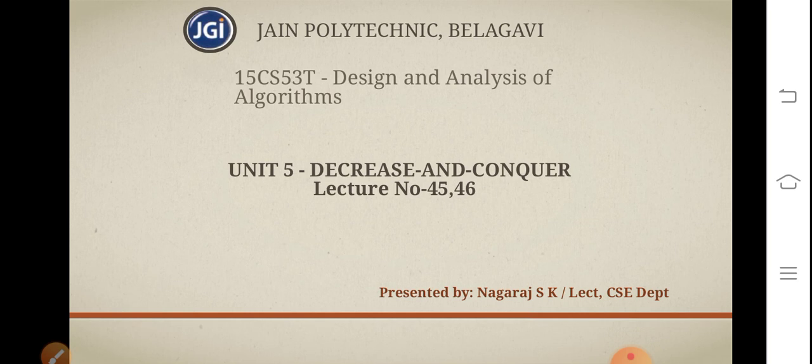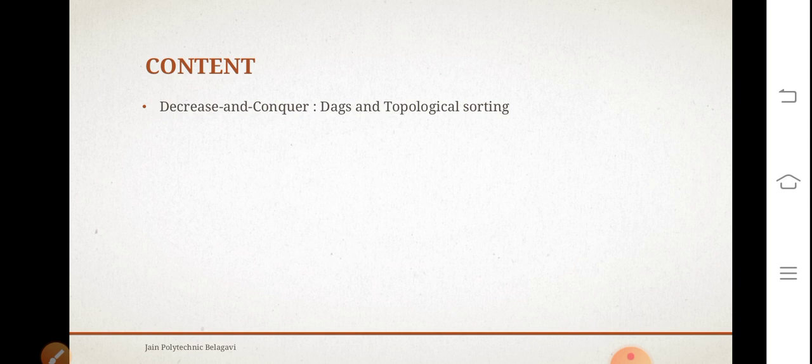So in this video, I'm going to continue with lecture number 45 and 46 and end this unit, that is unit number 5, Decrease and Conquer. So I'm going to complete this unit with these two lectures, and I'm going to cover here the topics like DAGs and topological sorting of this decrease and conquer. So I'll be briefing you about what are DAGs, what is topological sorting, how it works.